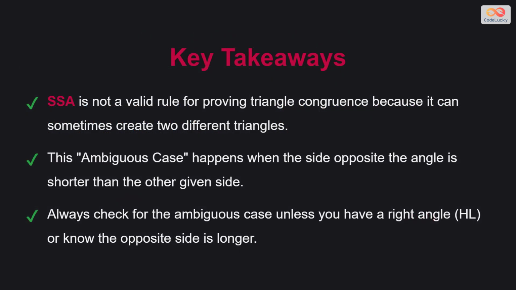So, to sum up, side-side angle is not a reliable shortcut for proving congruence because it can lead to two possible triangles. This ambiguous case happens when the side opposite the given angle is shorter than the other given side. So unless you're dealing with a right triangle or know the opposite side is the longer one, be very careful when you see a side-side angle setup.